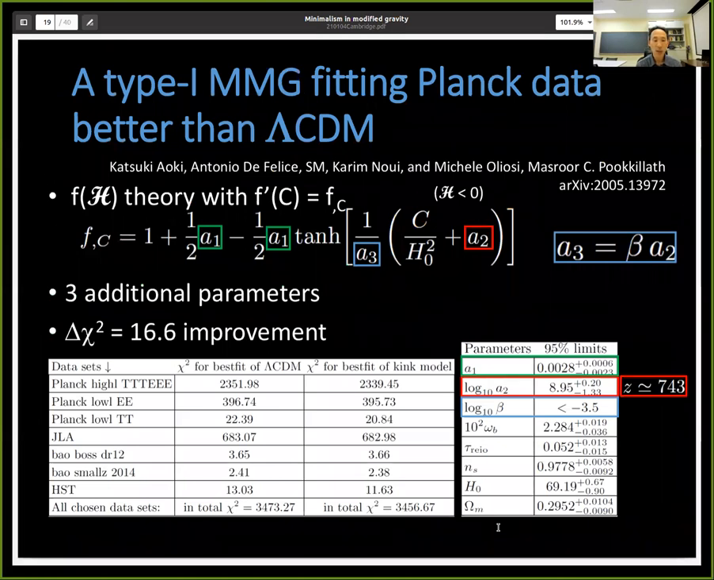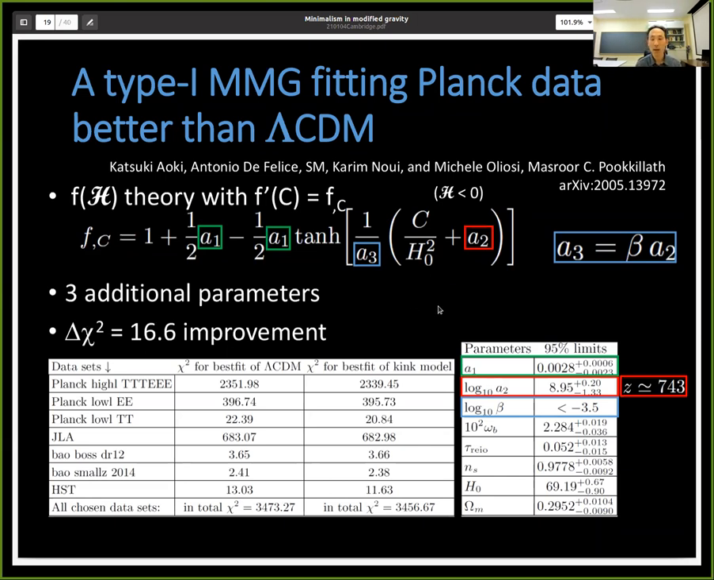This includes one free function of H. H is the GR part of the Hamiltonian constraint of GR. And we consider a free function of this constraint. Then the new constraint is F of H plus the matter contribution. And if we choose this kind of free function F, then we can improve the fit between theory and data, in particular Planck data, and the fit is better than lambda CDM by this amount. So chi square improves by this amount. So this is not too bad.